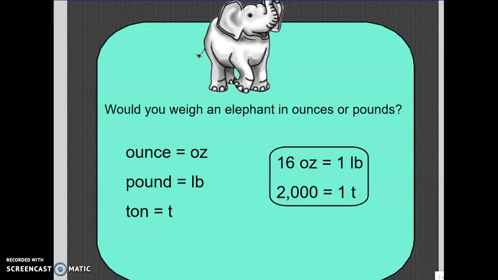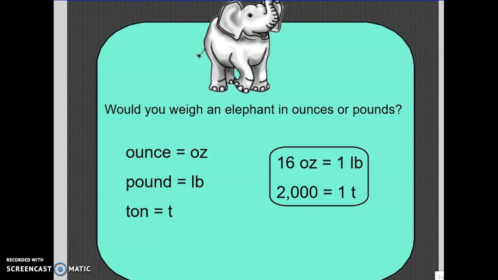All right, so think about it this way. The initials that we use are OZ. I don't know why. Ounces, I guess. Ounces, they use OZ as the initials for ounce. For pound, we use LB. I don't know where that came from. Someday I'll take the time to look that up, but I don't know who decided that the initials for pound would be LB. And then our biggest unit of measure in the customary system is the ton. And we use a T for ton.